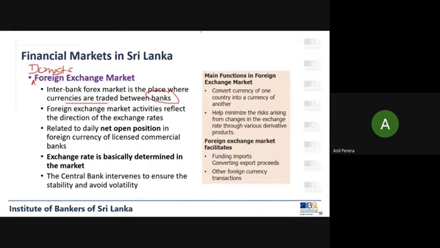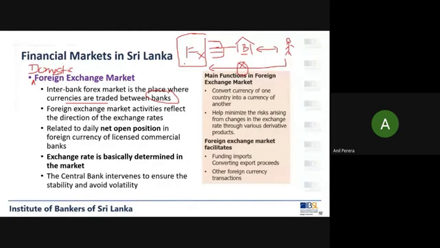beyond the banks, which means if you take this into a small diagram, you have customers dealing with banks, right? So these transactions are happening between the customers and banks. Banks are fulfilling their requirements in the FX market, foreign exchange market. For this market, customers do not have any access. Right? Only banks are in this market. That's why you call it the interbank forex market.